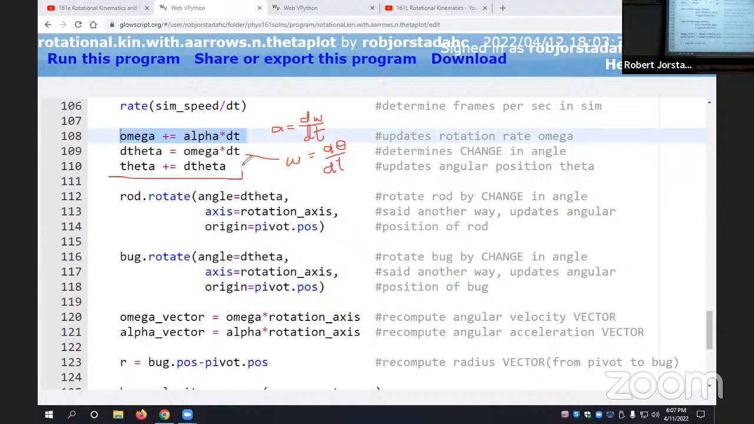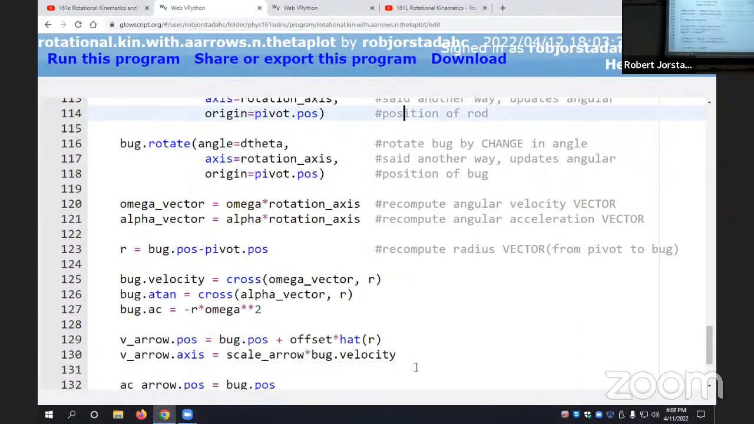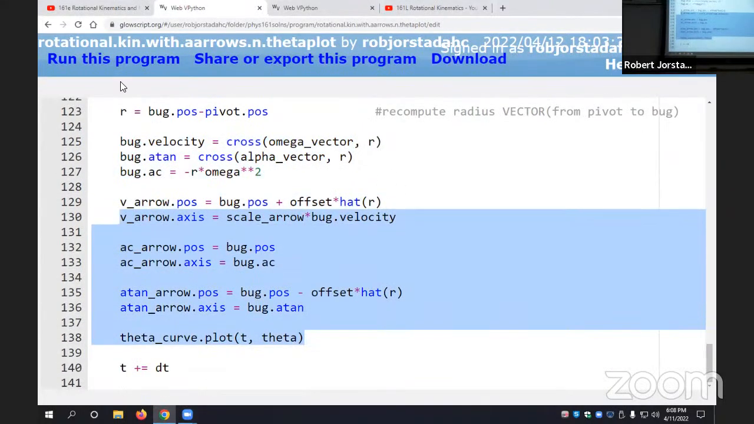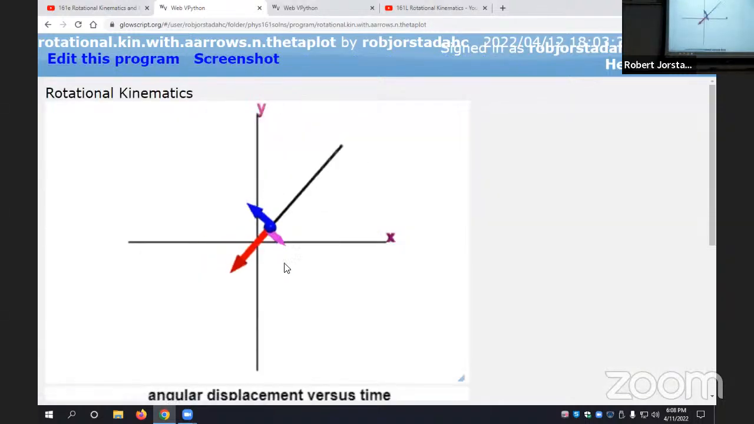And then this just says change theta by a small amount. This is how you rotate things. Here's my updated, right? After I figure this out, I can get the new rotation vectors. And after that, I can then recalculate all this boring stuff, redraw all these arrows, and make a plot. So that's all that's going on here.